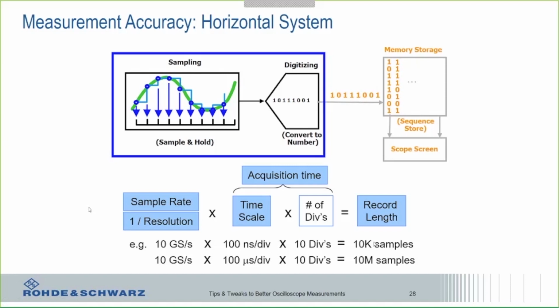But as you get to longer time scales or longer sweep speeds, say 100 microseconds per division, if you want to maintain that same sample rate, you're going to need an oscilloscope that has 10 megapoints or 10 megasamples of memory. If your oscilloscope has less memory than that, the oscilloscope has to start dropping the sample rate. And as it starts to drop the sample rate, that's when you want to be paying attention to make sure you don't alias the waveform.